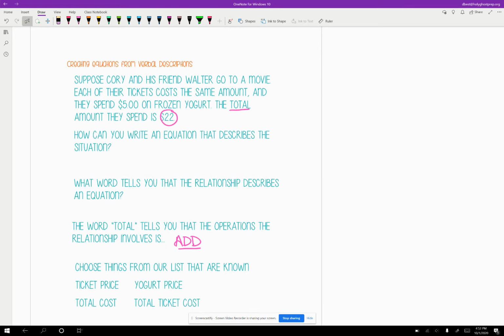Now, looking at our description, what are the things we already know the values of? Do we already know the ticket price? Like how much Corey's ticket was, how much Walter's ticket was, the total cost, the yogurt price, or the total ticket cost? So we know the total cost was $22 for both of them to go. We also already know they spent $5 on yogurt. We do not know how much each ticket was. We also don't know how much they spent total on tickets.